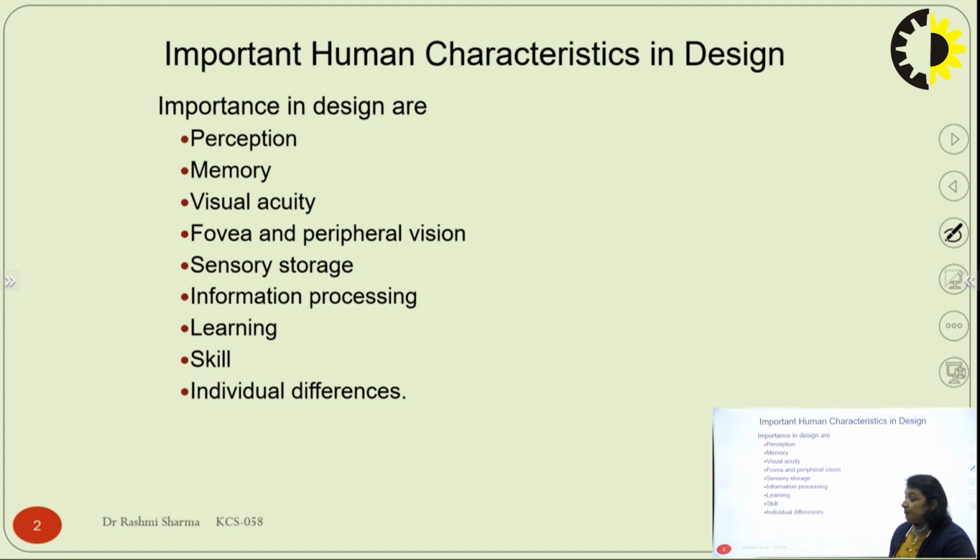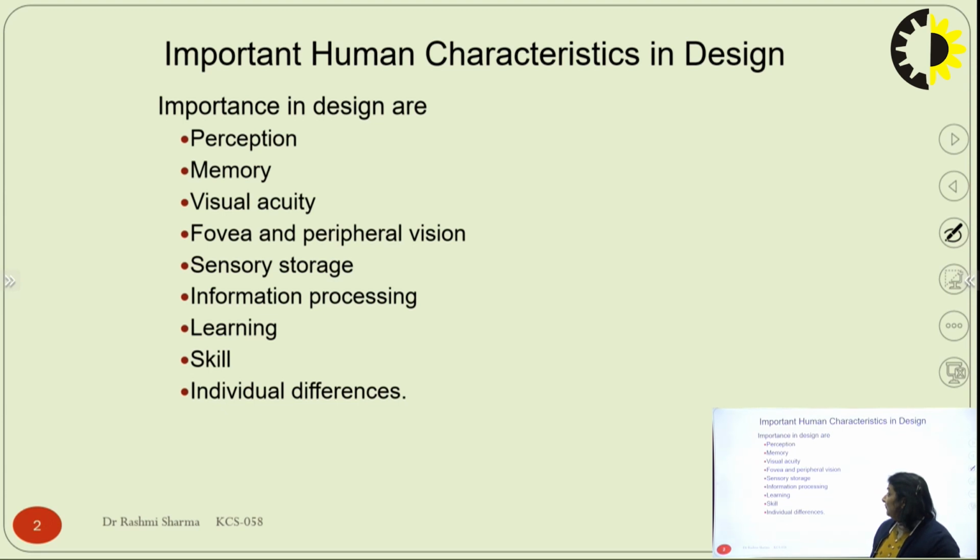The third one is memory, which is the retention power of a particular user. Third one is visual acuity. Visual acuity is how deeply you can look into that system, and that is related to the eye. The perception was related with your mind. The memory was related with your mind. Then visual acuity is related to the sensing vision of the eye.